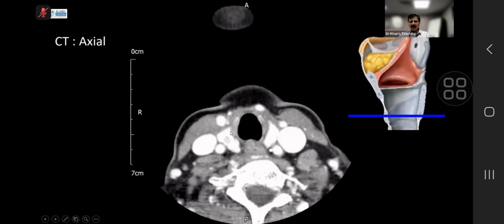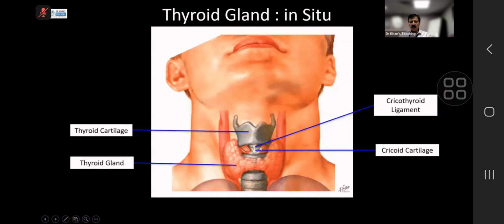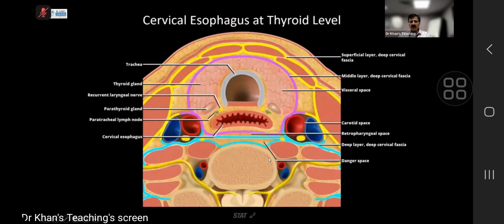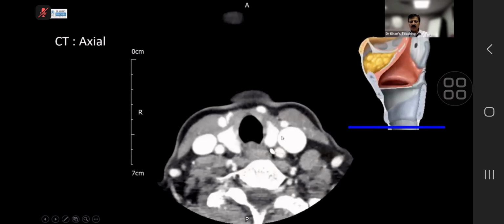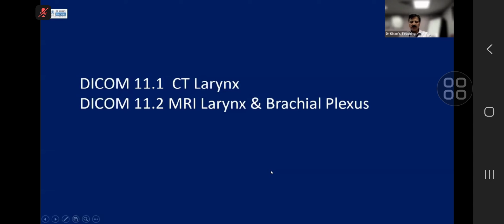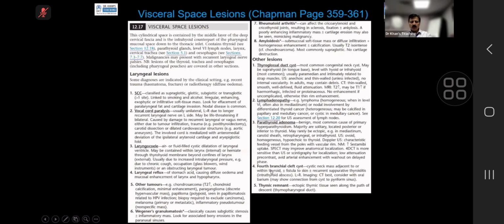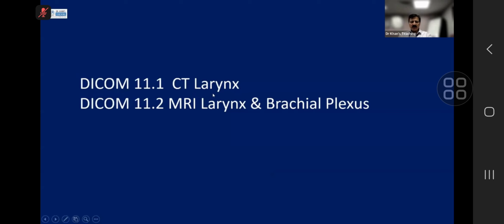On the other hand, now the thyroid gland has come into view, and this is the esophagus. So this is the thyroid, and this is the trachea, and this is the cricoid. Of course, this is the thyroid, and this is the trachea. So now we are inferior to the level of the cricoid, and we are in the trachea. So we will see a CT and we will see an MR.